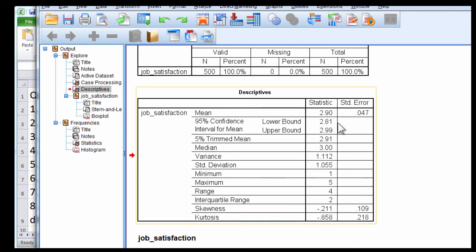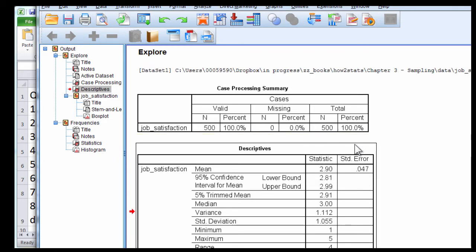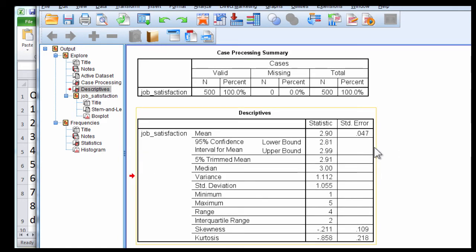So from a repeated sampling perspective, if we were to carry out a study with a sample size of 500 people over and over and over again, 95% of the means would be between 2.81 and 2.99. That's a pretty decent narrow range around the point estimate of 2.90. It's not really impressive, but it is impressive.